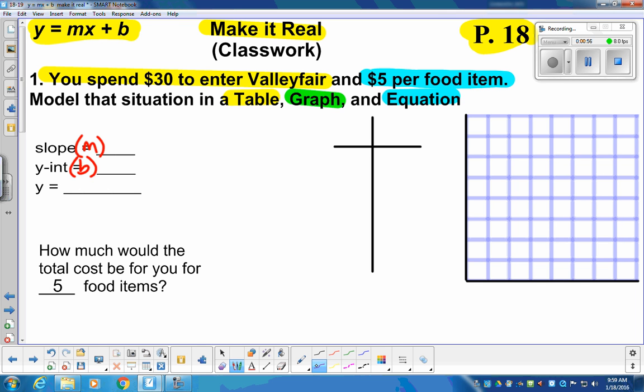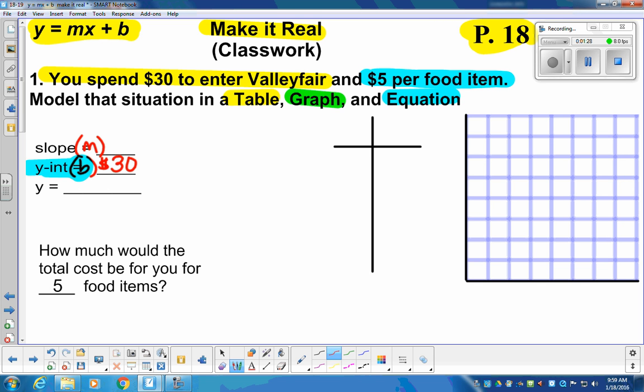As I think about my Valley Fair scenario, it cost me $30 at the beginning to get in. You have to pay that to get in. Now, food becomes a choice. You don't have to buy any food if you don't want to. But the thing that has to happen absolutely for sure at the beginning is you have to pay the $30 to get in. That's the beginning amount. That's known as the y-intercept. You have to pay that. Everything else becomes a choice, which is where the movement happens.